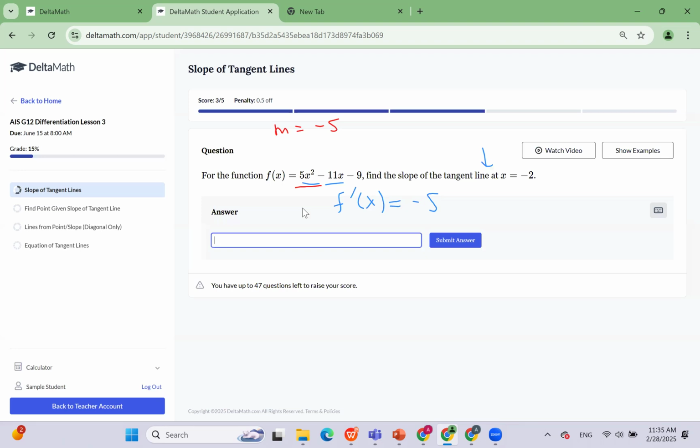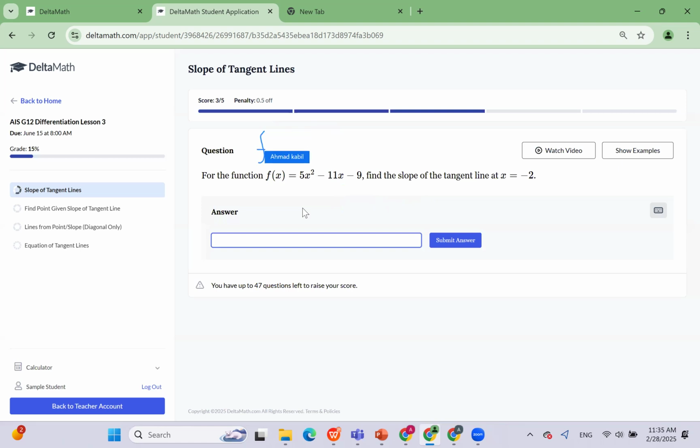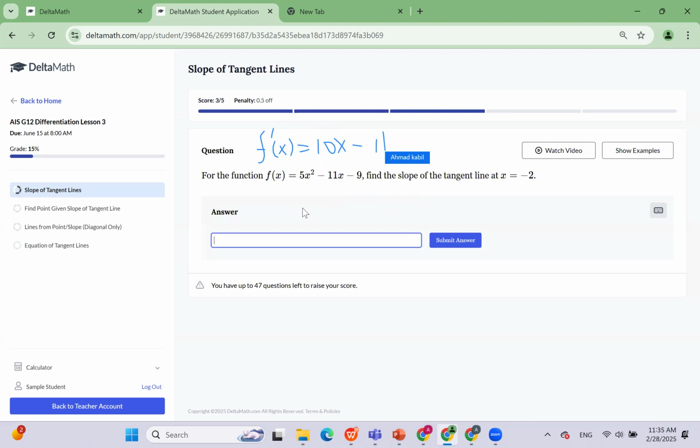Let's try another one. So here we have to differentiate because this is not a line. This has x power 2. So f dash of x is 10x minus 11. And then we have to put the x as negative 2 inside. So 10 times negative 2 minus 11 is negative 20 minus 11, which is negative 31.